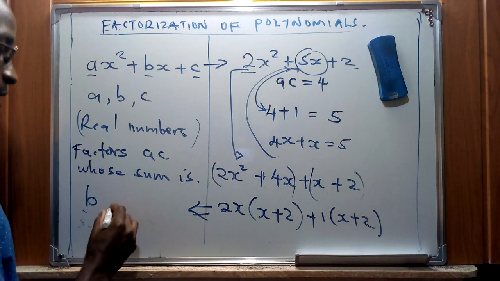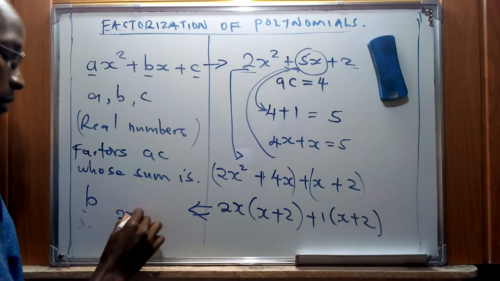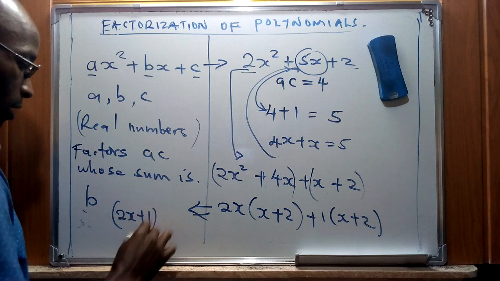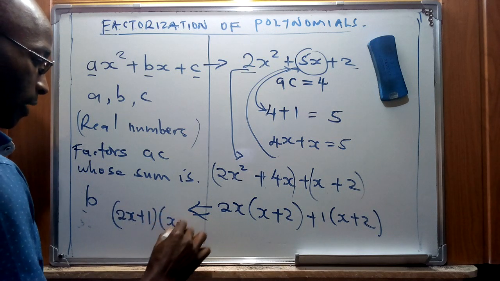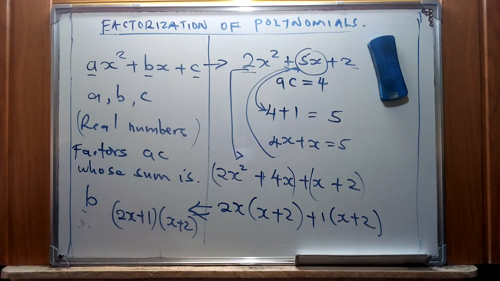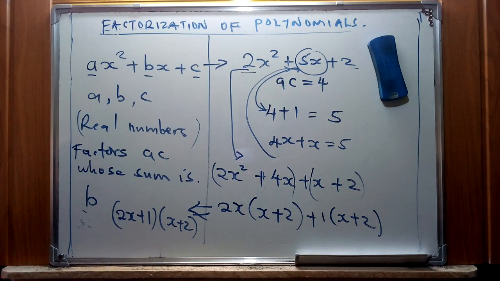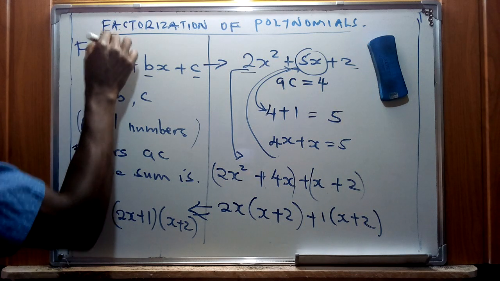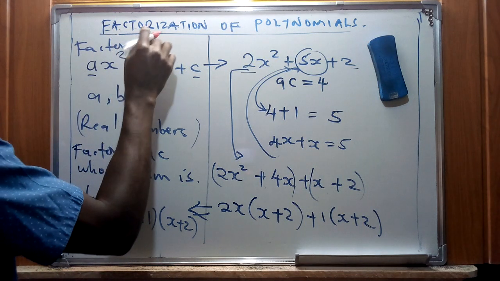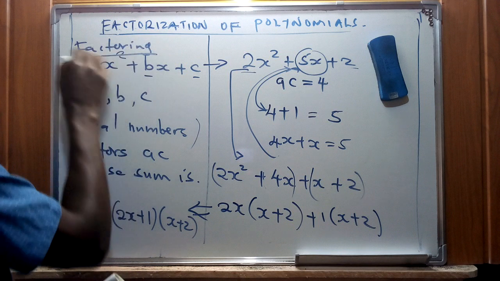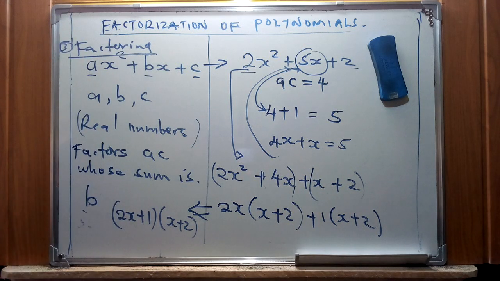So the factors for this are going to be 2x plus 1 into x plus 2 as the factors of this specific polynomial. So in this case, this method of finding factors is also known as factoring, apart from the one that we have described for grouping of those specific polynomials.